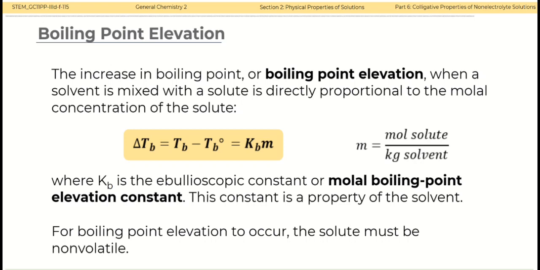The increase in boiling point, or boiling point elevation, when a solvent is mixed with a solute is directly proportional to the molar concentration of the solute. In the given equation, Kb is the ebullioscopic constant or molar boiling point elevation constant. This constant is a property of the solvent. For boiling point elevation to occur, the solute must be non-volatile.